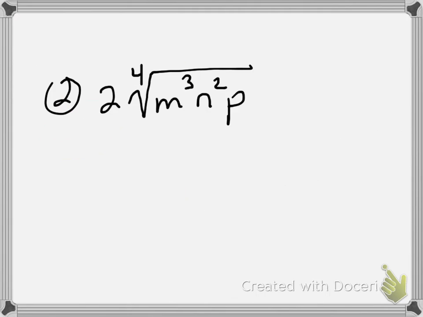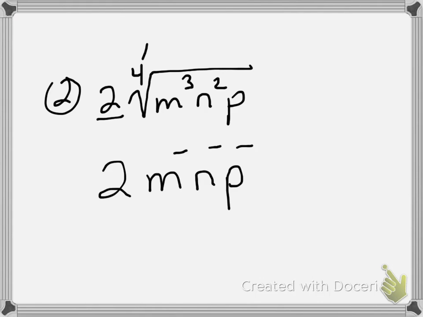Alright, number 2. Number 2, we want to rewrite this thing in exponential form. Notice that this 2 is not under the radical, so that 2 is not going to be under the radical in the final answer. We are, however, going to have an m, an n, and a p that are going to have fractional exponents. All of them are underneath an index of 4, so they're all going to be over the bottom number of 4.